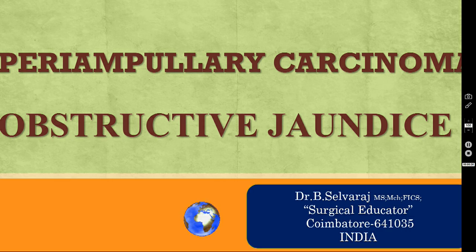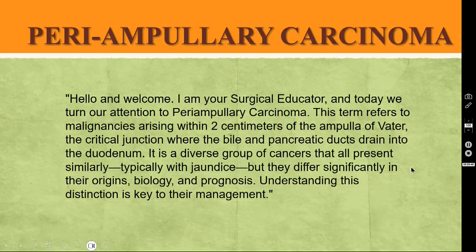Today in this video, I am going to discuss one more cause for obstructive jaundice, that is peri-ampullary carcinoma. So I am your surgical educator. Today we will talk about the peri-ampullary carcinoma. This term refers to malignancies arising from within 2 centimeters of the ampulla of Vater, the critical junction where the bile and pancreatic ducts drain into the duodenum.